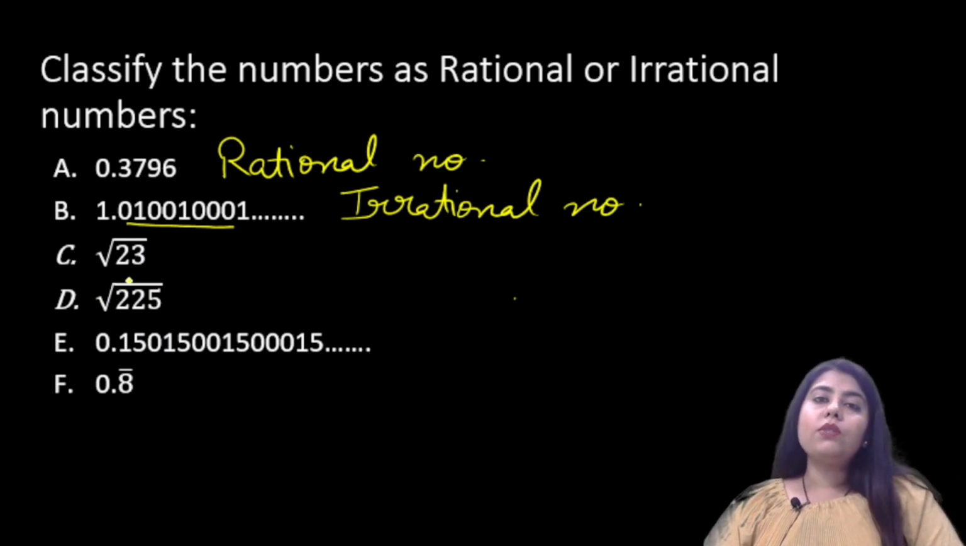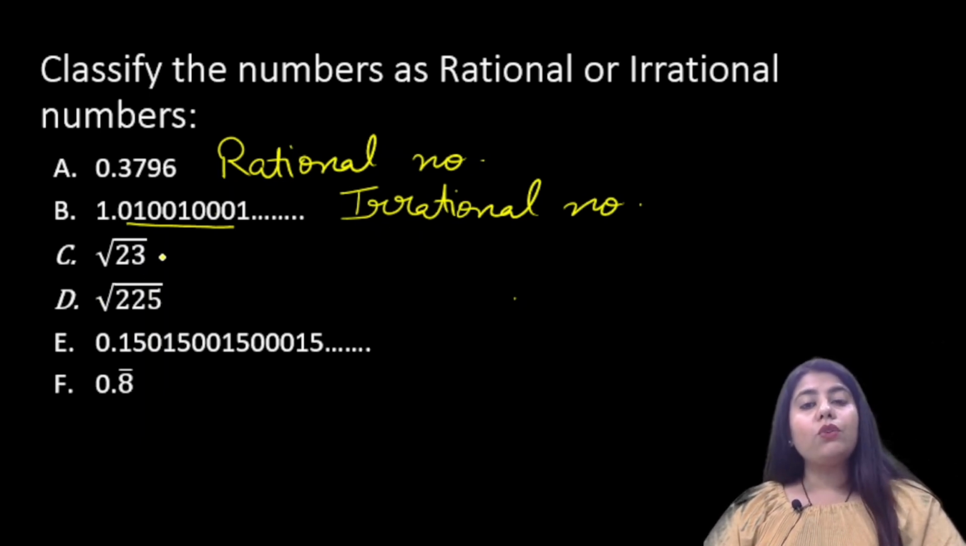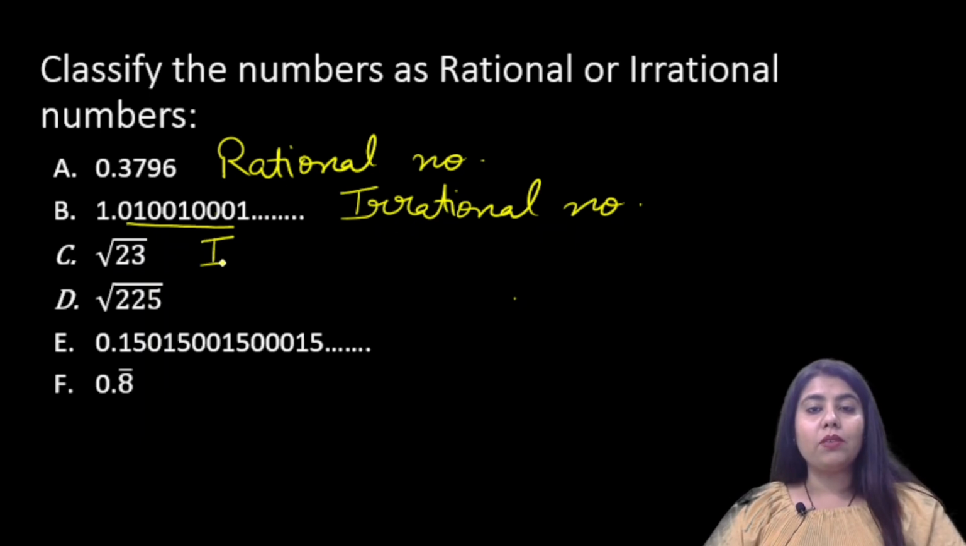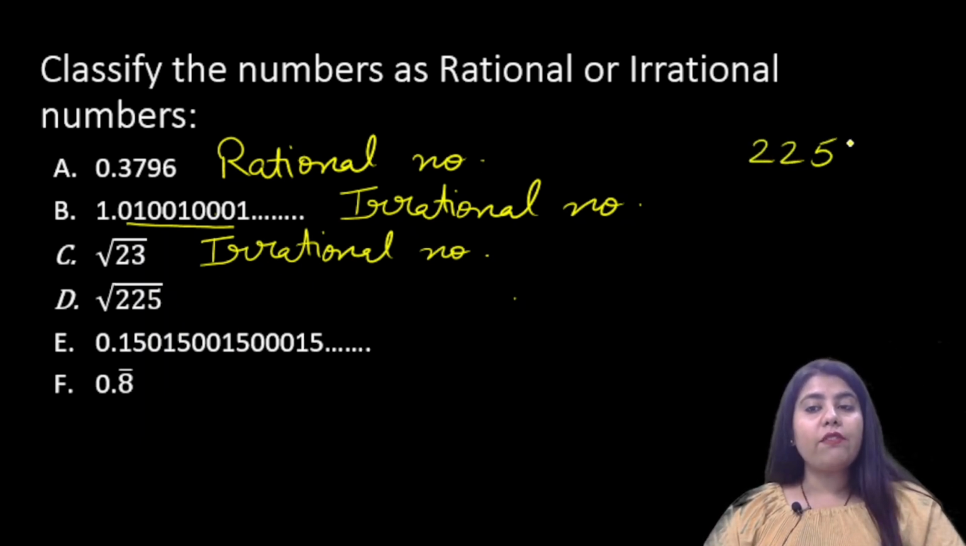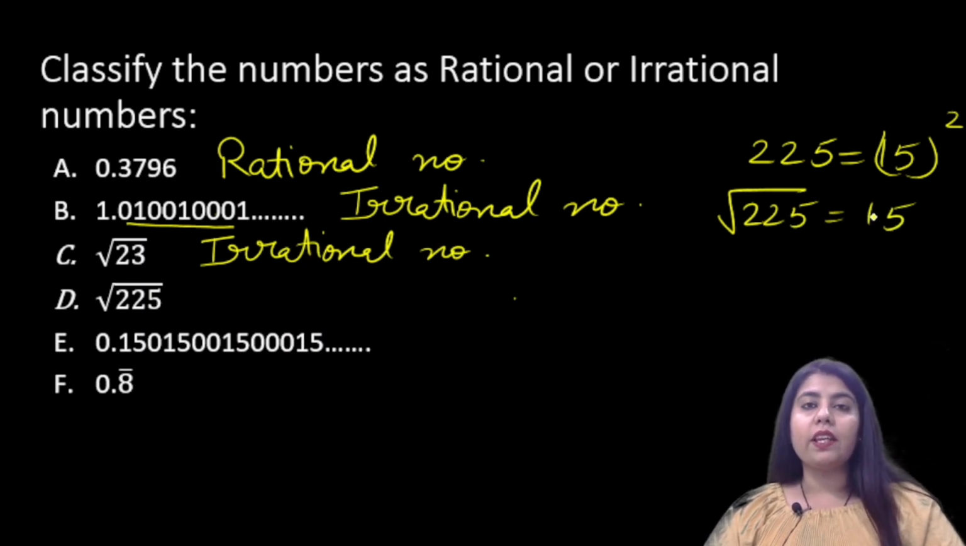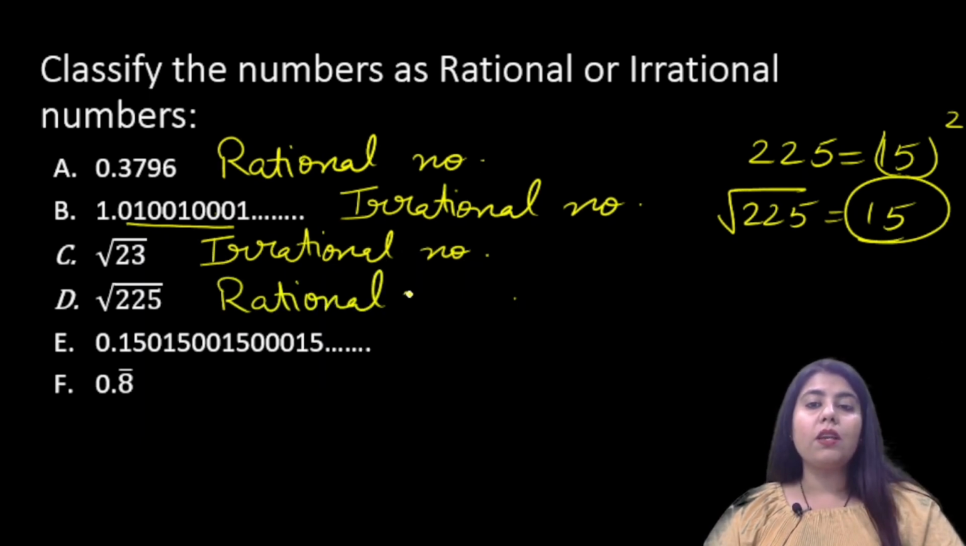Okay. Now C part, root 23. Now 23 is not a perfect square. So square root of 23 is an irrational number. Okay. Now next one is root 225. We know that 225 is equal to 15 square. So we can say that square root of 225 is equal to 15. And 15 is a rational number. It means root 225 is a rational number.